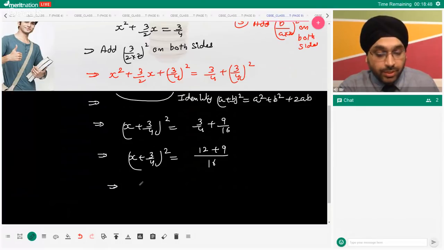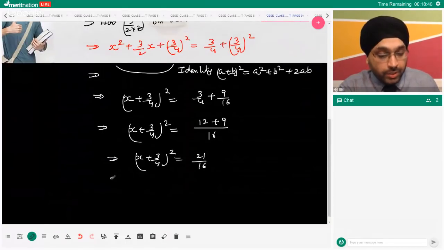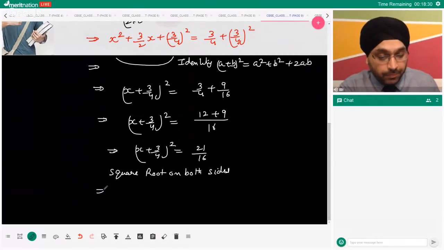That's okay, Shayaz. So x plus 3 by 4 square will be equals to what? 21 by 16. Now, guys, we just need to take a square root on both sides. So this means, guys, that x plus 3 by 4 will be equals to plus minus root of 21 by 4.